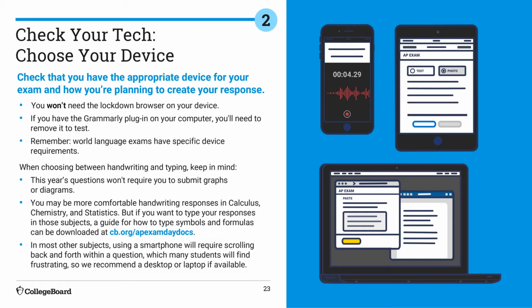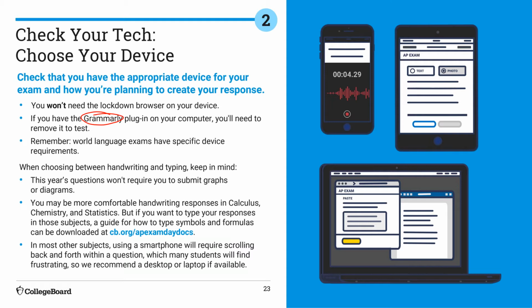So check your device. You don't need the lockdown browser. Some of you might be doing AP Classroom. You don't need the lockdown browser. If you have Grammarly installed, you need to uninstall it because apparently the AP test won't work. Don't worry about world languages for my students, at least not for my class. You don't have to submit graphs or diagrams. So no graphs, no diagram, no histograms, no aggregate demand, aggregate supply graphs, no perfect competition graphs.